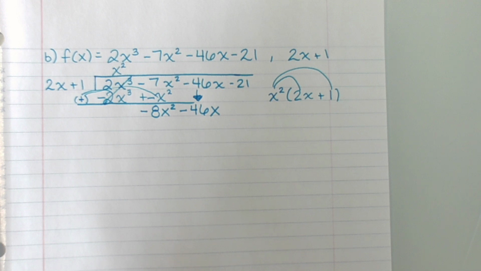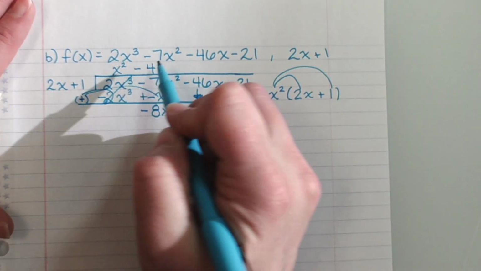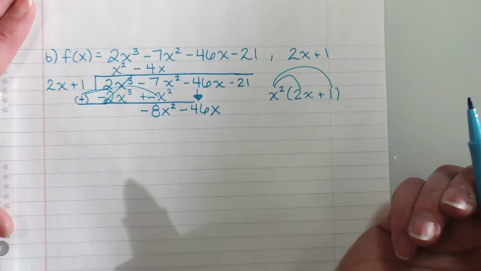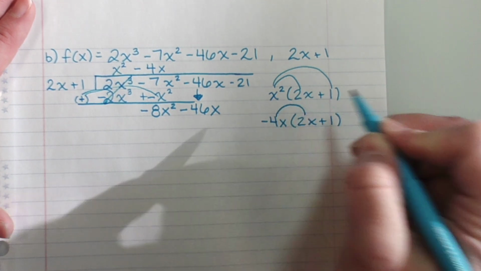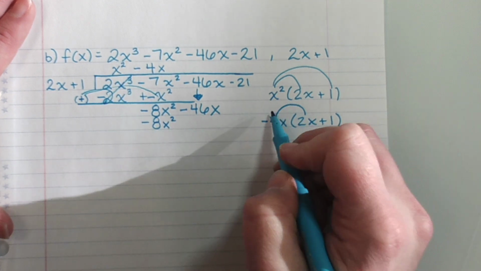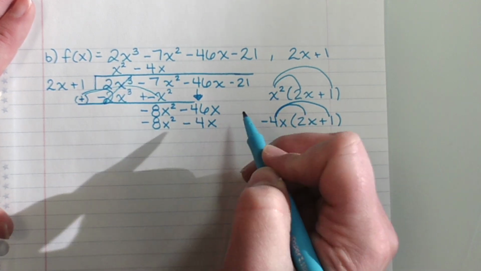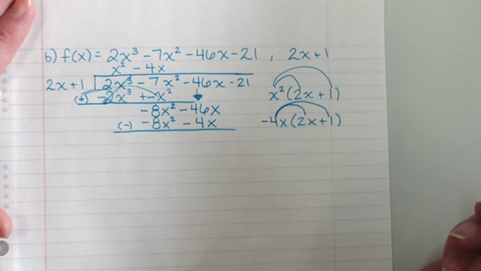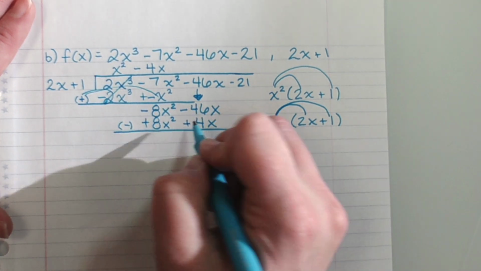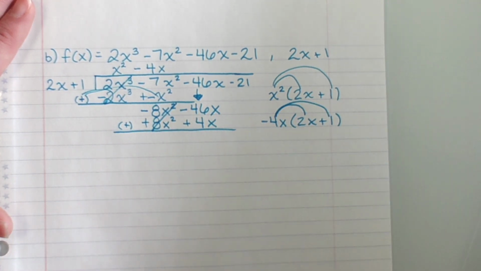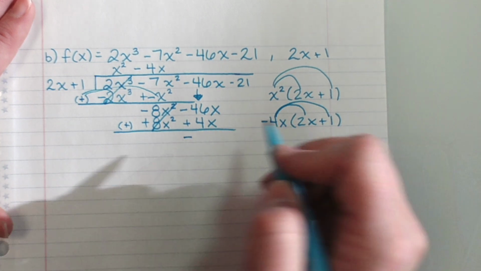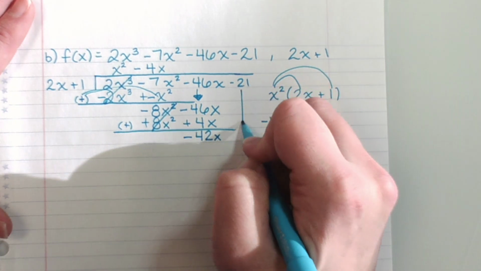And repeat the process. What do I multiply by 2x to get negative 8x squared? Negative 4x. Negative 4x gets multiplied by 2x plus 1. I get negative 8x squared and negative 4x. I subtract by distributing the negative. That becomes positive, and now I'm adding. Cancel. Negative 46x plus 4x. Negative 42x. Bring down your next term.